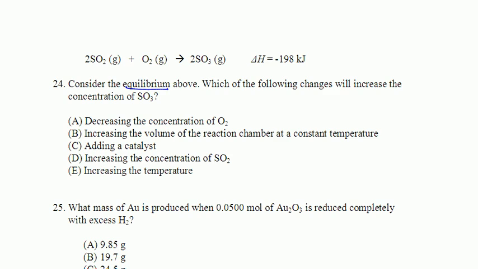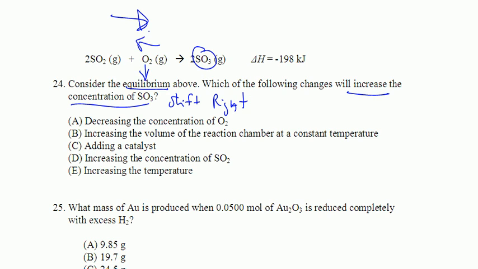Consider the equilibrium above. Which of the following changes will increase the concentration of SO3? So essentially they're asking which one will make it shift right. Okay, decreasing the concentration of O2, it's going to shift towards it, so that makes it shift left. Increasing the volume, it's going to shift to more moles, and there are 2 on the left and 1 on the right, so that's also going to make it shift left.